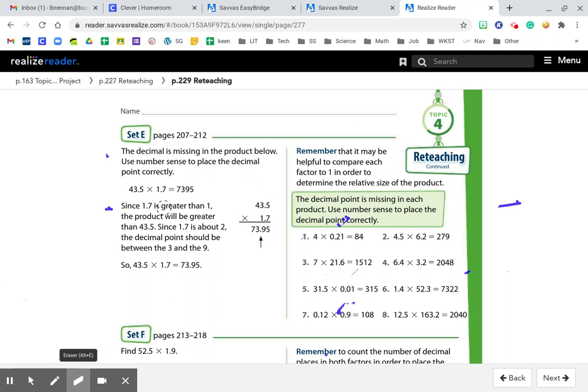Set E, the decimal is missing. So we're going to figure out where it goes. 4 times 0.21. We know 4 times 21 is 84. There's 2 digits of decimal place value in the problem. There's going to be 2 in the answer. 4 times 6 is 24. So 4.5 times 6.2 is going to be near 24. So it's going to go there.